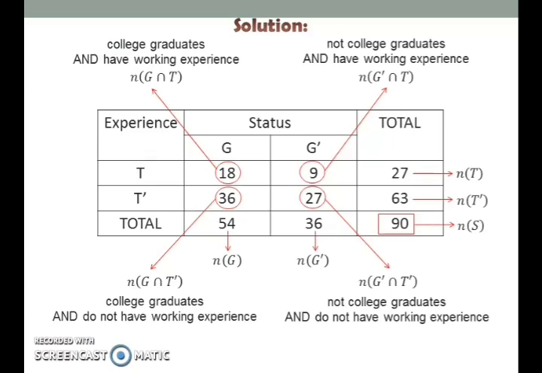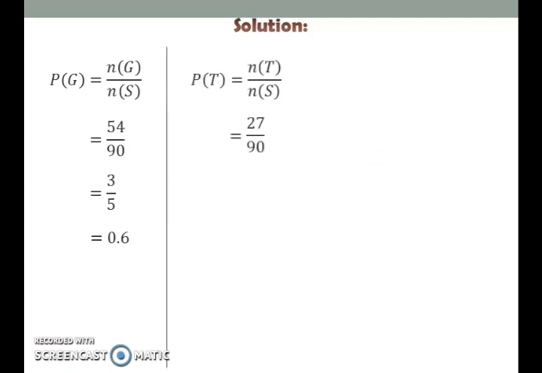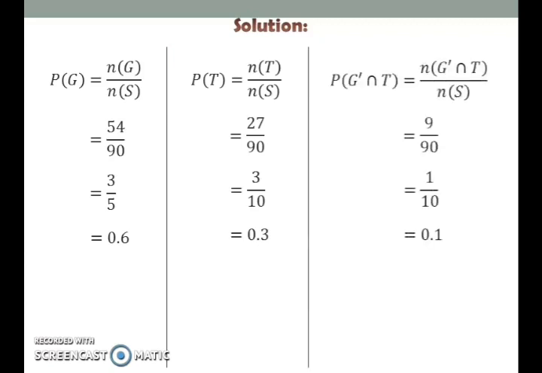So now, from all this information, to find probability of G, take number of elements in G and divide it by number of elements in the sample space. To find probability of T, take number of elements in T and divide it by number of elements in the sample space. To find probability of G prime intersects T, take number of elements in G prime intersects T and divide it by number of elements in the sample space.